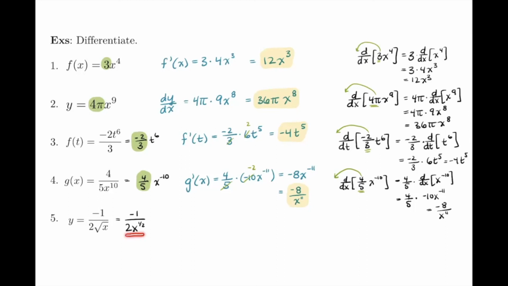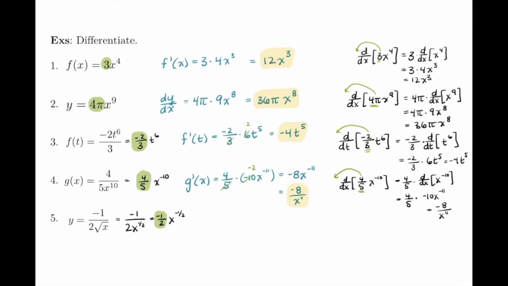Well, as it looks, we are in the same situation as we had in the previous example. So we can bring this x to the 1/2 up and multiply it by negative 1 over 2. So this will look like negative 1/2 times x to the negative 1/2. Here we see that the constant that's multiplied is negative 1/2.